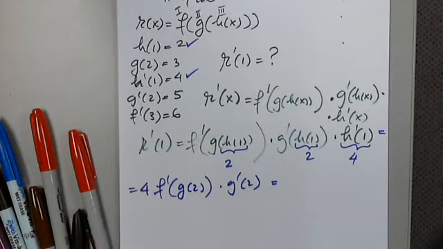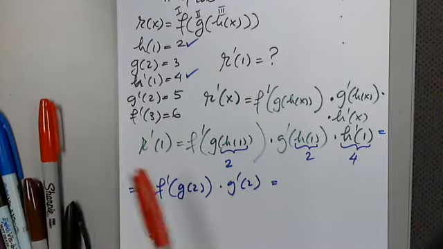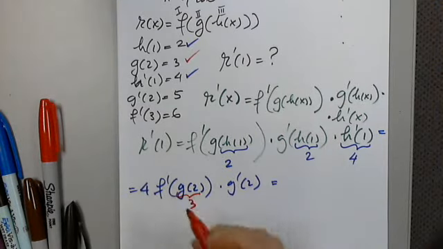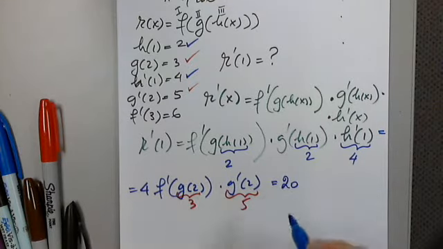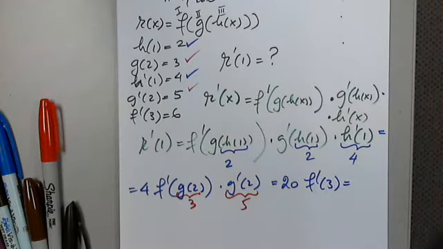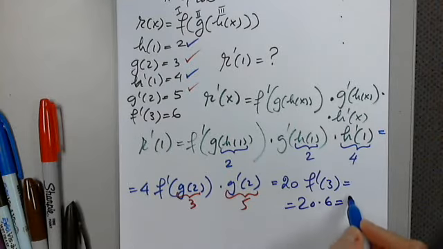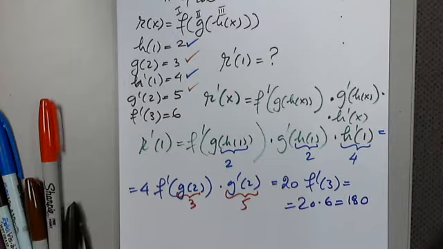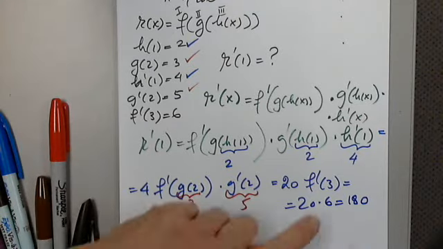Is this okay so far? So now I'm asking myself, do I have g of 2? Yes. So that is 3. Do I have g prime of 2? That is 5. So therefore I have now 5 times 4 go in front, 20. And I have f prime of 3. Do I have f prime of 3? Yes. So this will be 20 times 6, which is 120.